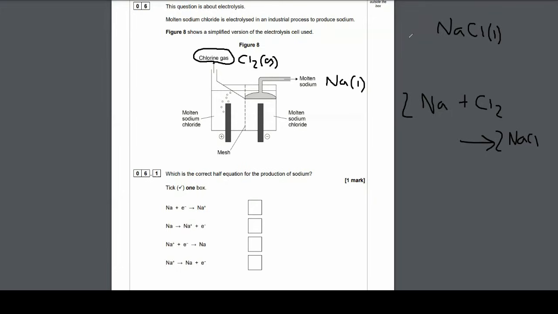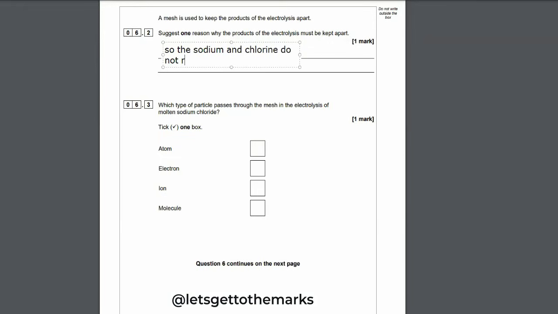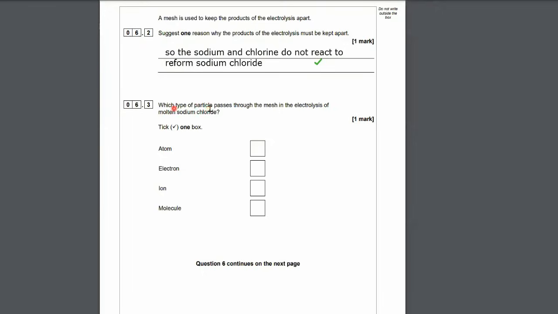We don't want that. We've just spent a lot of money to melt the sodium chloride to make it molten, and a lot of money to separate it in the process of electrolysis. We don't want to waste all that money by returning it back to its reactant form. So the sodium and chlorine do not react to reform sodium chloride.